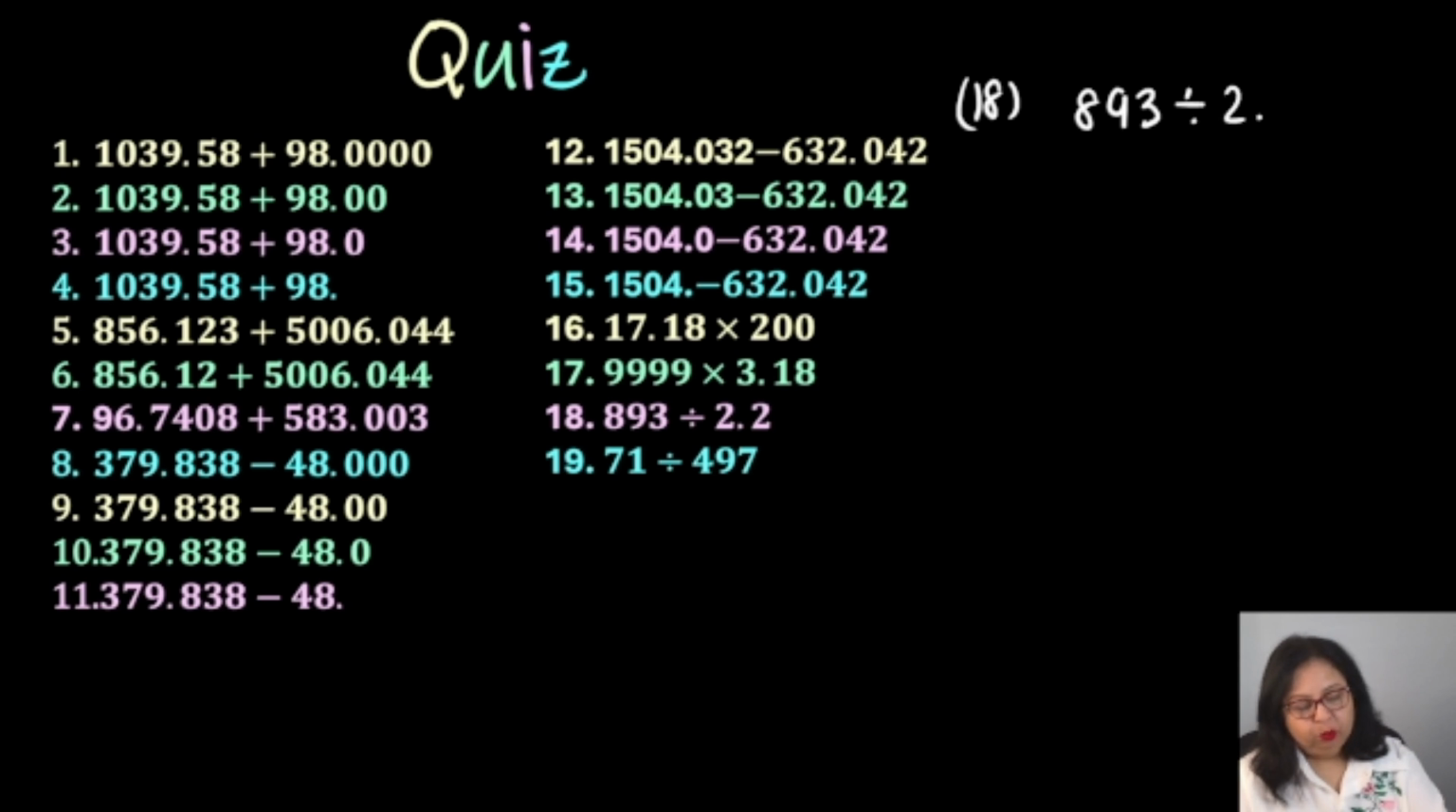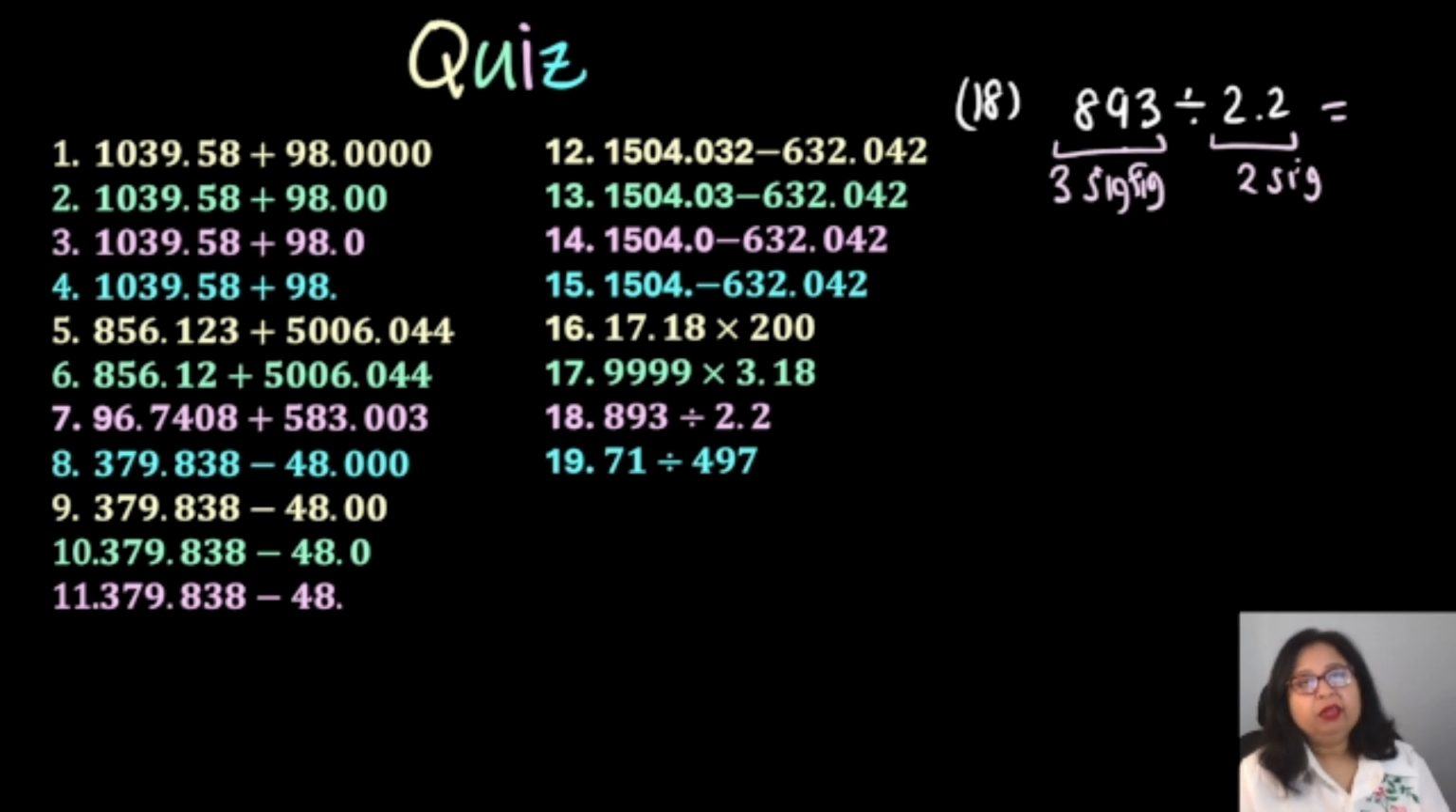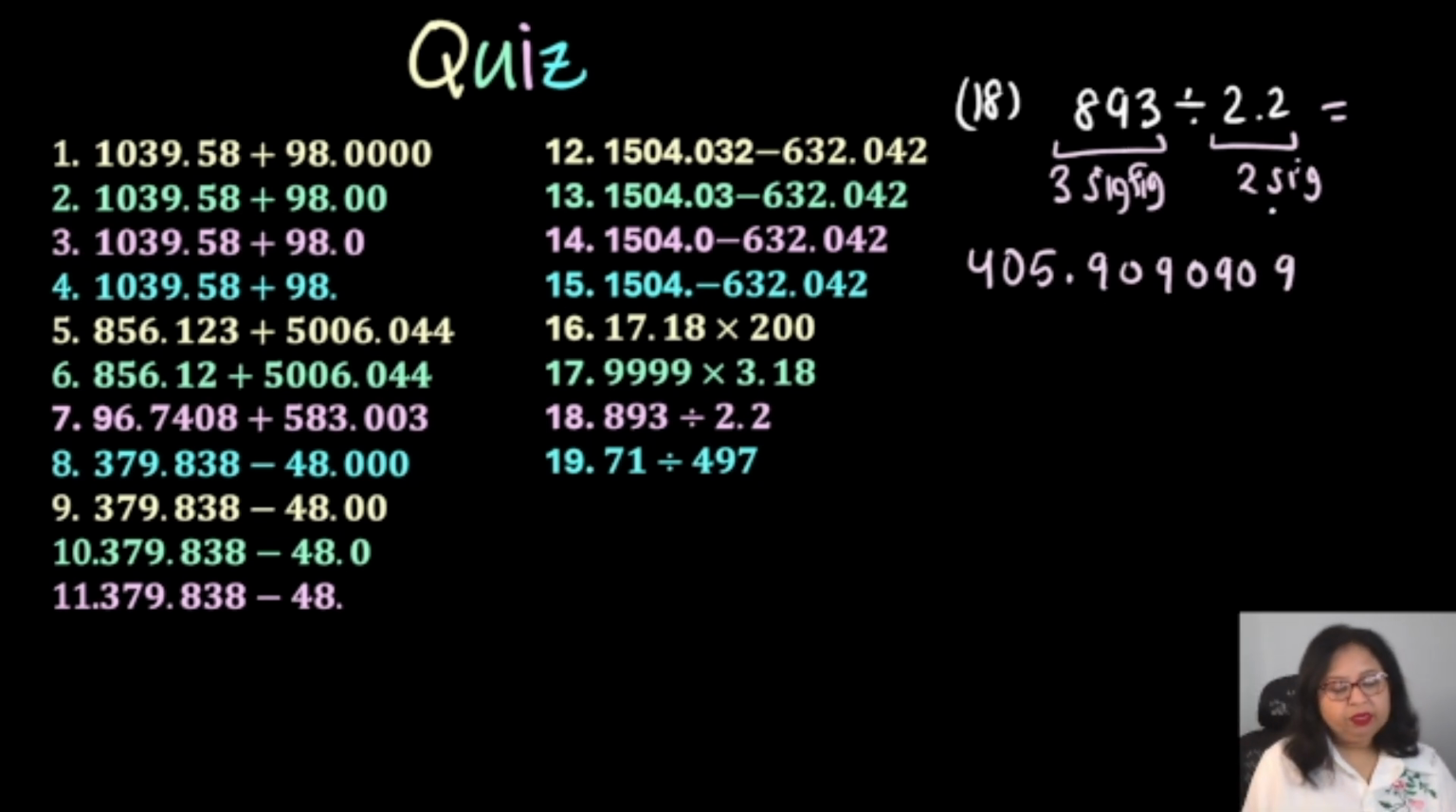893 divided by 2.2. First thing, identify the number of significant digits for each of these two numbers. 3 sig figs for 893 and 2 sig figs for 2.2. So the final answer must round off to how many sig figs? 2. Alrighty, 893 divided by 2.2 gives us 405.9090909. We want to round it off to 2 sig figs.